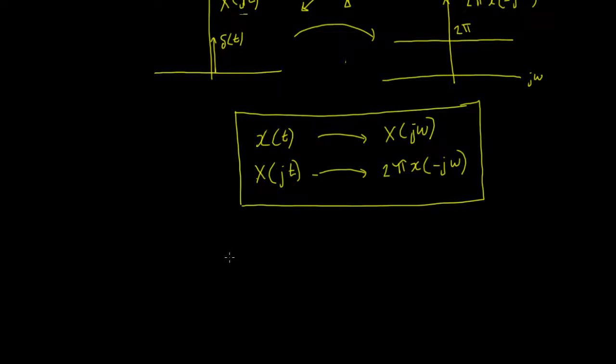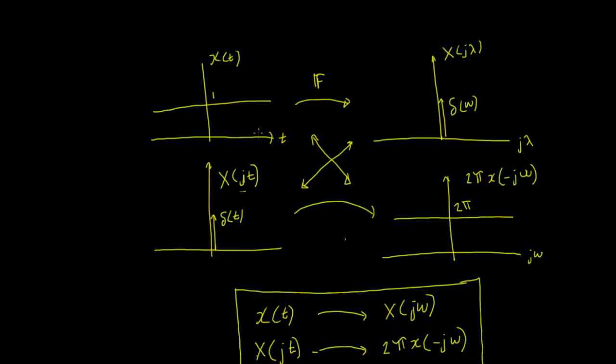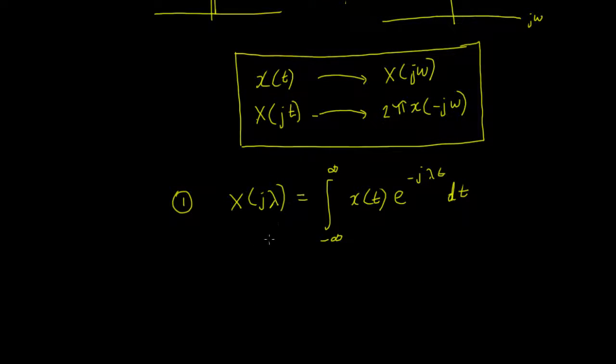So we can say x of j lambda is the integral from minus infinity to infinity of the function x of t times e to the minus j lambda t dt. So that's our first Fourier transform, going from here to here. Now we're going to go from this axis here to this one over here. So we're going to do our second Fourier transform.